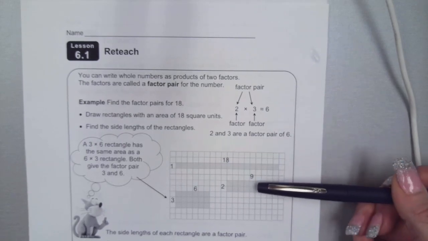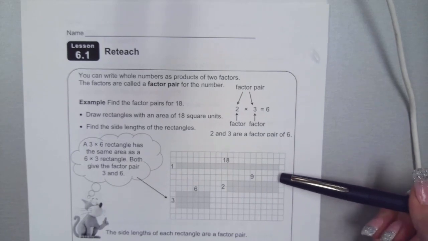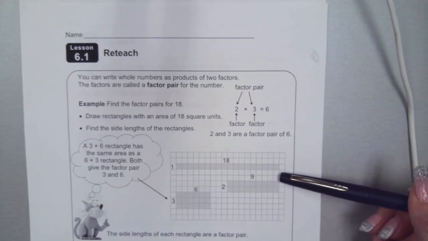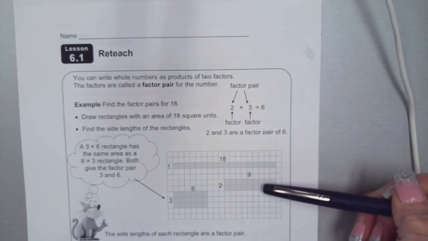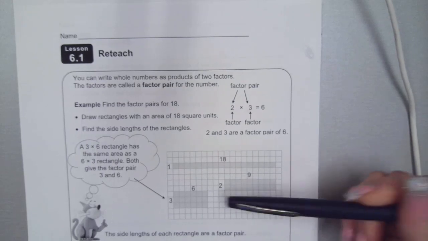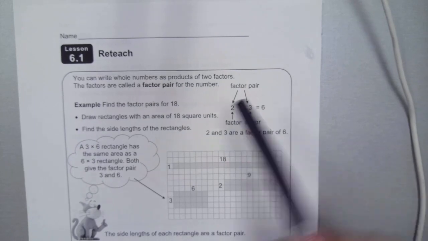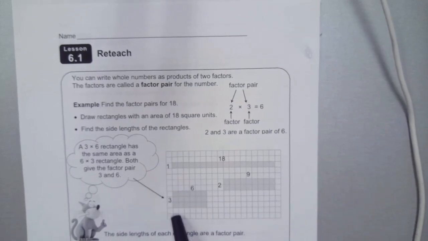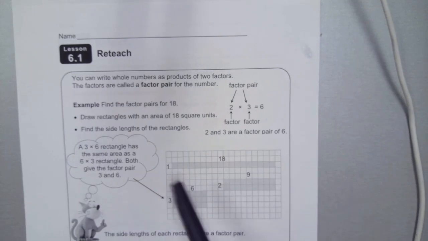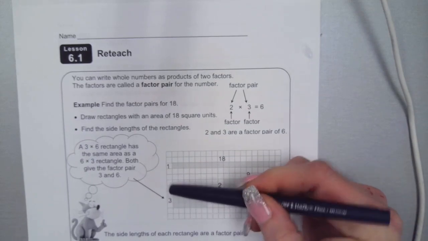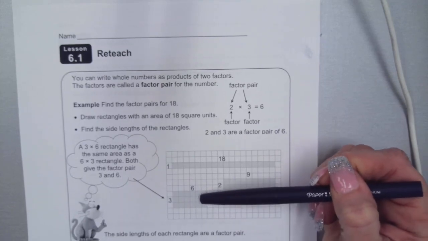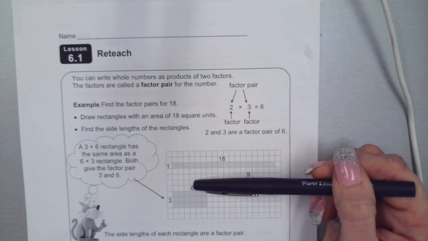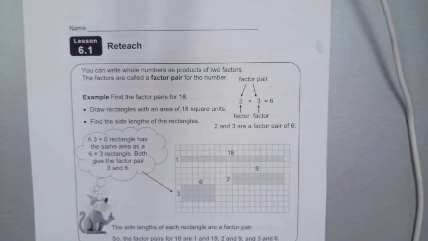Correct. I could do 2 and 9. That will still give me 18 squares inside this rectangle. 1, 2, 3, 4, 5, 6, 7, 8, 9, 10, 11, 12, 13, 14, 15, 16, 17, 18. So 9 times 2 is 18. I could do a rectangle that has 3 rows and 6 columns. I would still have 18. So 3 times 6 is also a factor pair of 18.